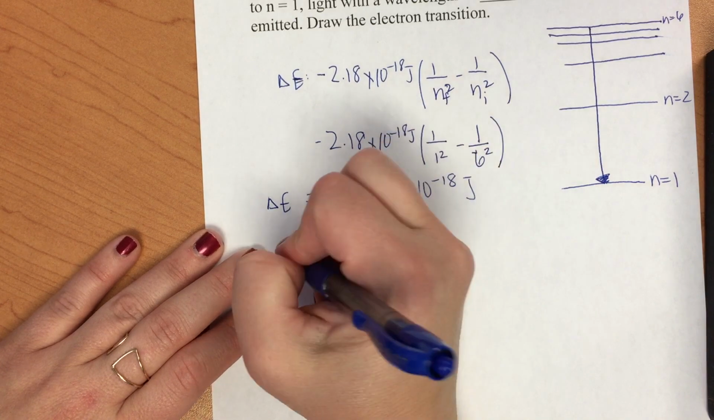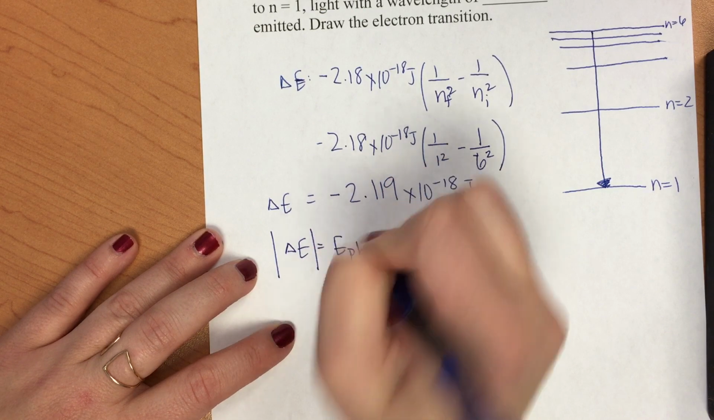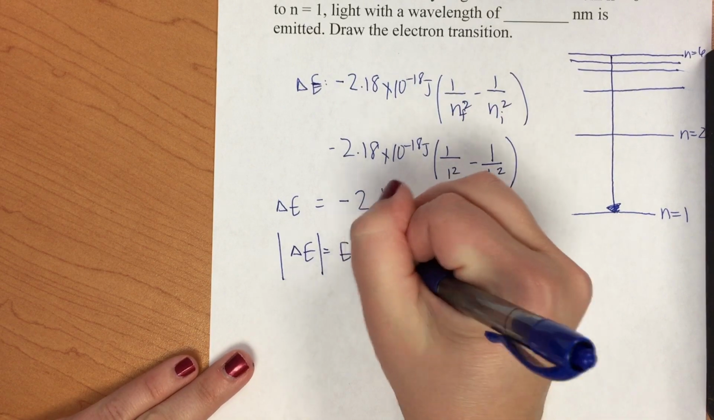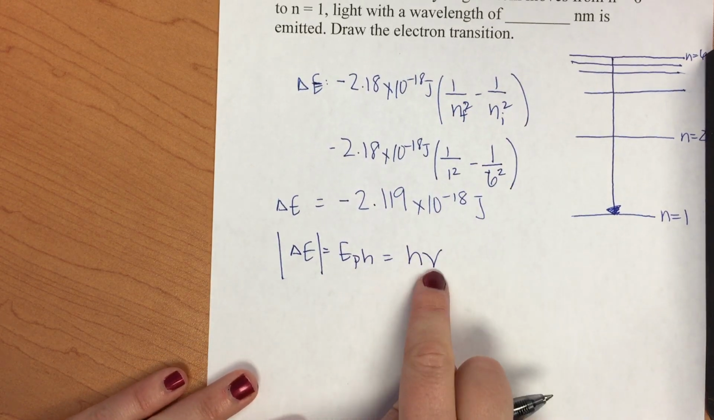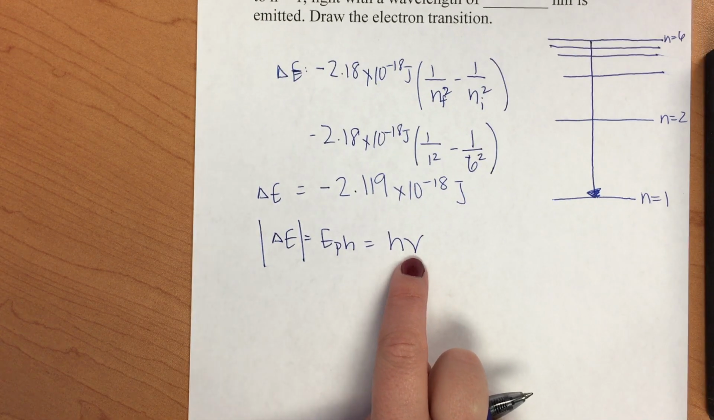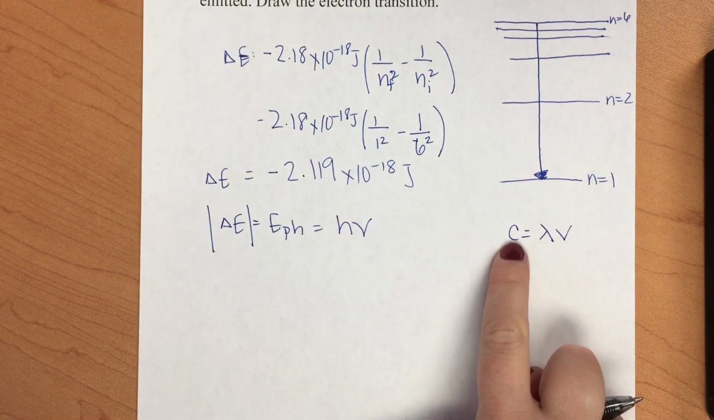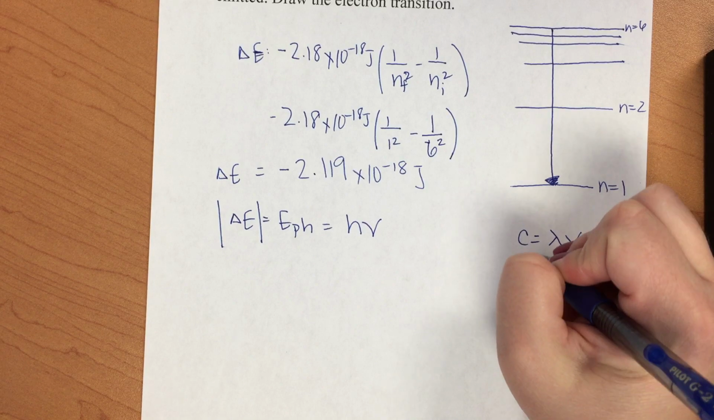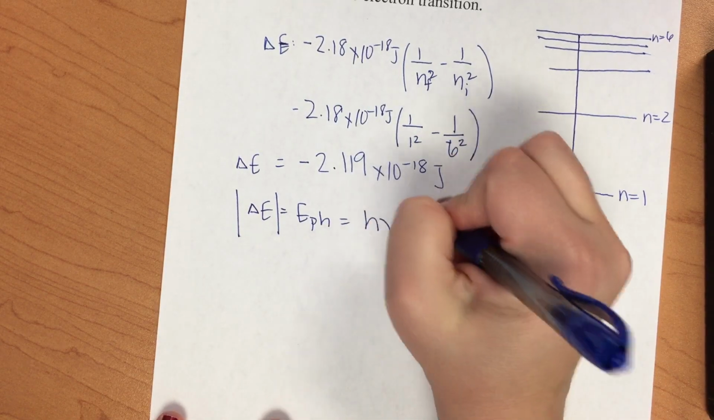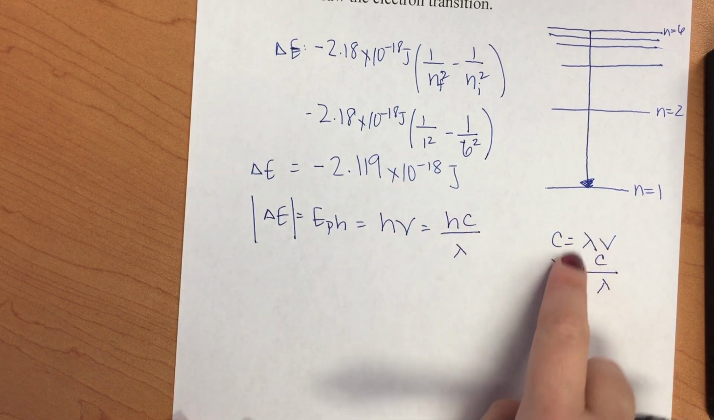So what we need to remember is that delta E, or the absolute value of delta E, is equal to E photon. Okay, and so these two values are essentially the same. And so E photon is equal to h, Planck's constant, times the frequency. Okay, we still haven't quite gotten to the wavelength of light, but if you remember that the speed of light is equal to the wavelength of light times the frequency, so we could resolve for the frequency, that the frequency is equal to the speed of light over the wavelength of light. So now we can plug that into this, where we have hc over lambda. Okay, and so all we've done here is manipulate equations.